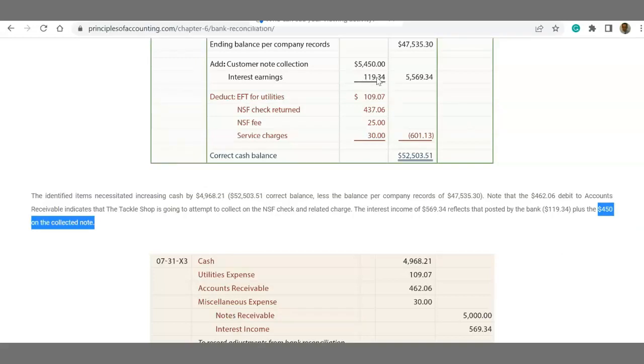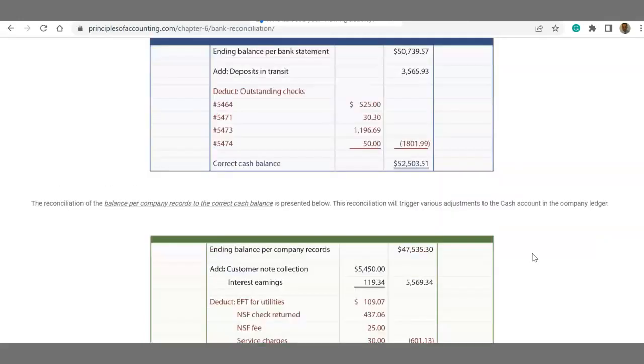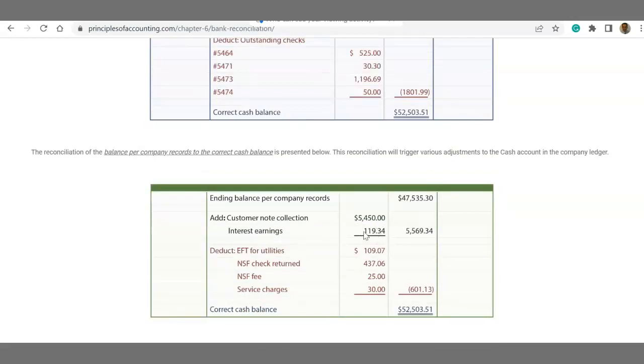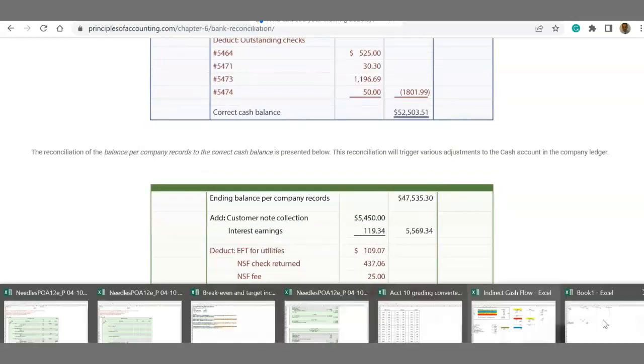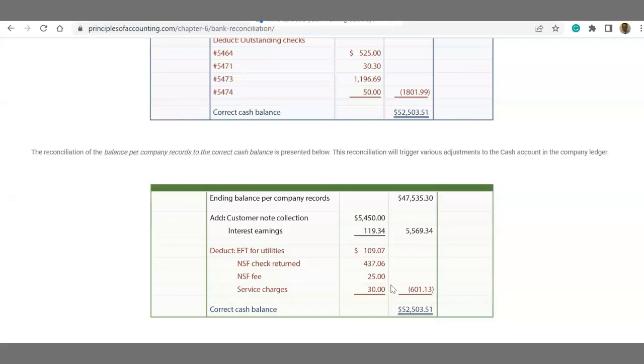And again, this $119.34 is again a separate number as you see here. That number needs to be also journalized separately as interest income. So that will be another journal entry. You collect cash, let's say 119 and some change, and that's a debit, and you call it interest income, and that's $119, let's say. So that's the journal entry for that. So you separate all those journal entries. It is easier to recognize all individual lines in here one by one.